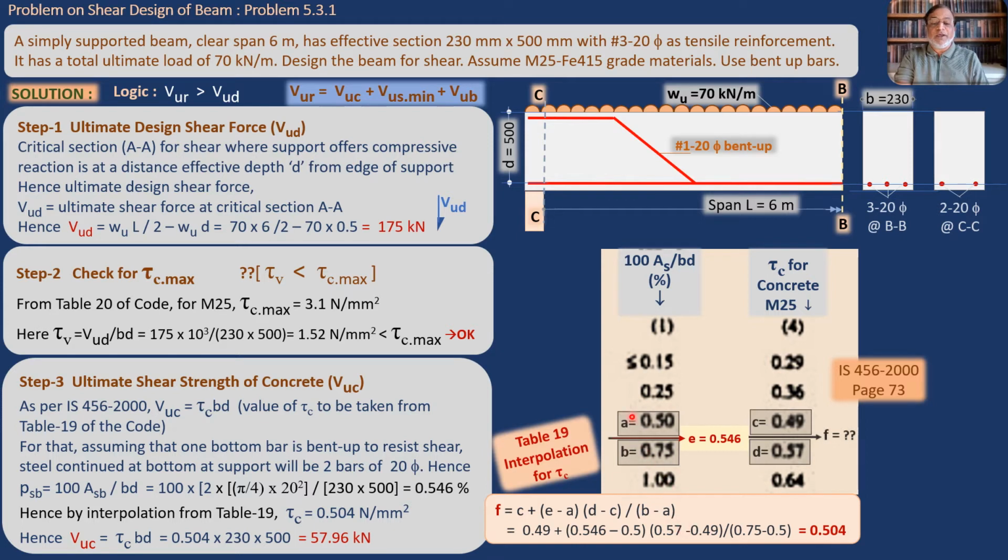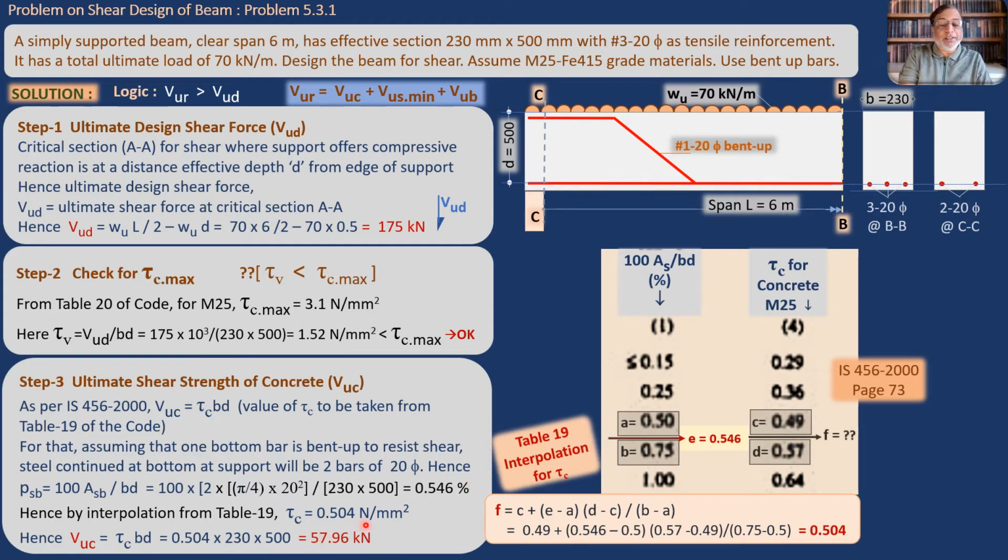In this formula, you have to put a, b, c, d and e, all the values, on the right hand side. Once you substitute all these values, you will get the value of f, and you will get it as 0.504. In the earlier video, we have done this problem. This is another example. So I am not explaining how to substitute the values and all that. You can pause the video here, do the calculation yourself, confirm, and then proceed further. So this was the value f, 0.504, which is the value of tau c for concrete grade M25, corresponding to this value of 100 AS upon BD.